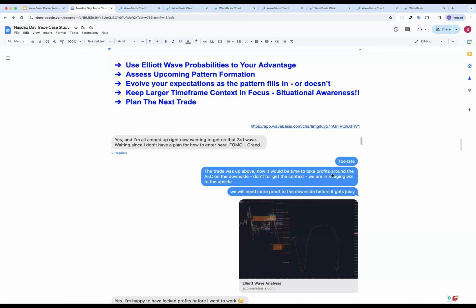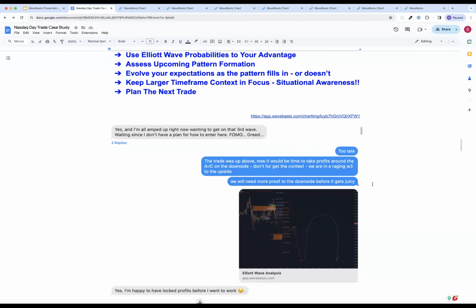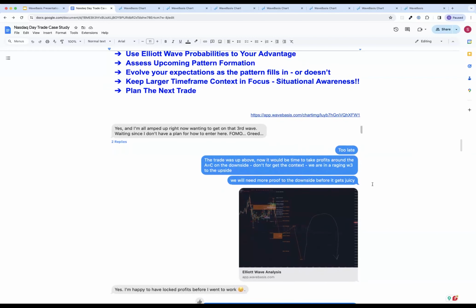I said, the trade was up above. Now this is a scalp. Not only because we're in this micro zone of a 5-minute chart, we have to remember the context. Now it'd be time to take profits around the A equals C on the downside. I'll talk about that in a second. Don't forget the context. We're in a raging wave 3 to the upside. Don't forget that. There's the chart.